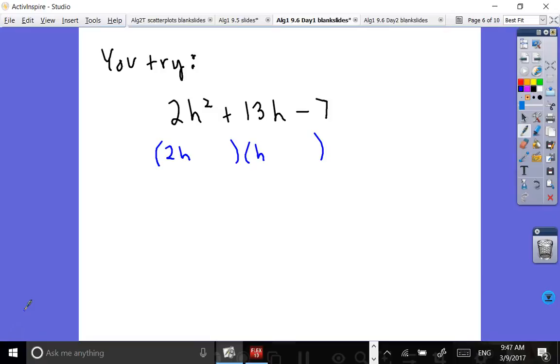I think the next example is like that. Okay, so let's see. This one, I think it ended up being -1 plus 7. Again, this is all about foiling in your head. 2h times +7 is 14h, -1h, so 14 minus 1 is 13. There you go.